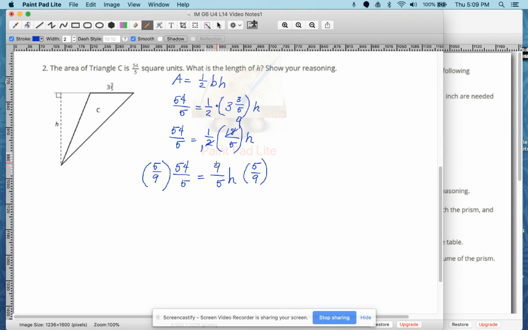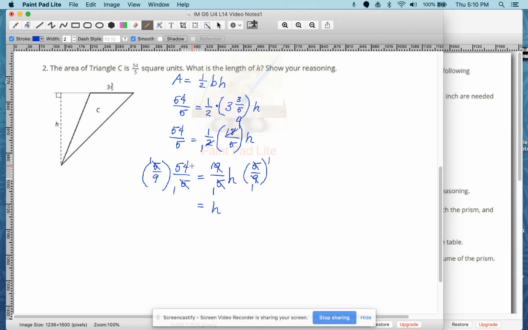Now let's look at our right side. 9 goes into itself 1 time, 9 goes into itself 1 time, 5 goes into itself 1 time, 5 goes into itself 1 time. So over here, I have 1 over 1 times h, or 1h. On the left side, I've got a 5 and a 5. Well, 5 divided by 5 is 1. 5 divided by 5 is 1.